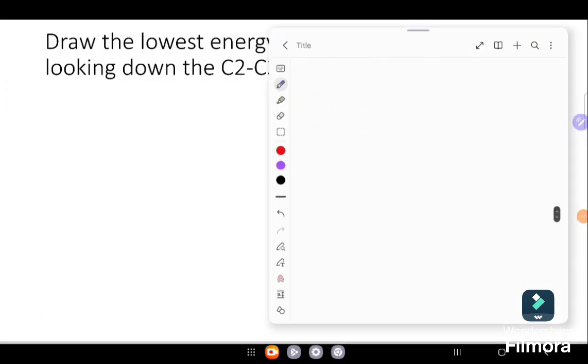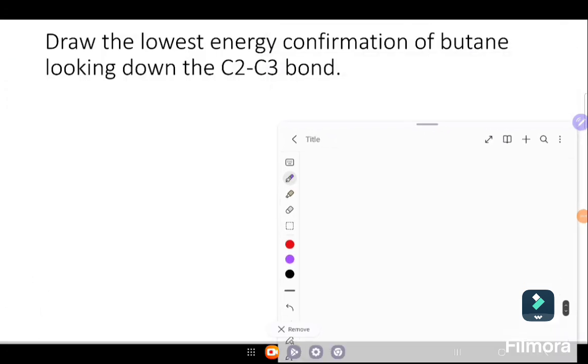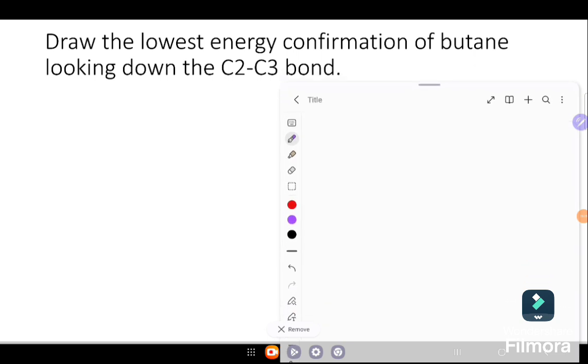Now we are presented with a new question. Draw the lowest energy conformation of butane looking down the C2-C3 bond. Butane is the 4-carbon simple alkane. So that is what a butane molecule looks like in bond line structure. And if we draw a Newman projection looking down this bond here, filling in the hydrogens of interest may help us draw that Newman projection.